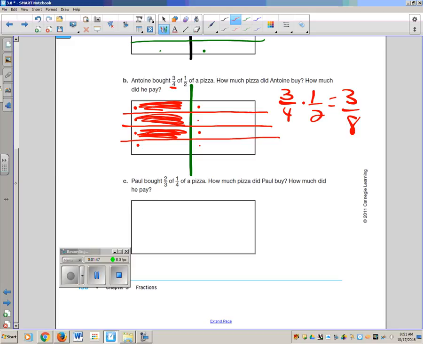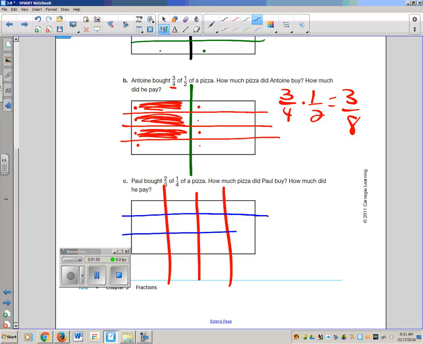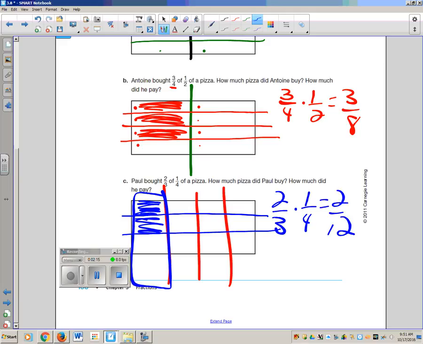See, Paul bought 2/3 of a fourth. So now you got to cut your rectangle into fourths, and then we're going to go sideways for thirds. 1, 2. We're going to take 2 of those thirds, like that, because we're only looking at the 1/4 section right here. We're going to take 2 of the thirds. 2/3 times 1/4 equals 2/12. If you look at the picture, there's 1, there's 2, 3, 4, 5, 6, 7, 8, 9, 10, 11, 12. 2/3 of 1/4.